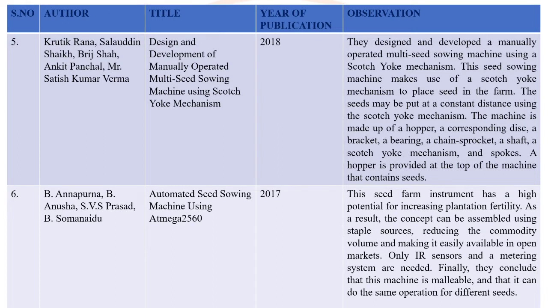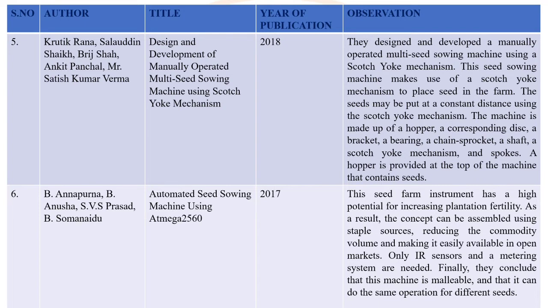Number 5. Title: Design and Development of Manually Operated Multi-Seed Sowing Machine Using Scotch Yoke Mechanism. Name of the authors: Krutik Rana, Salahuddin Sheikh, Briz Shah, Ankit Panchal, Mr. Satish Kumar Verma. Published in the year 2018. Observation. They designed and developed a manually operated multi-seed sowing machine using a Scotch yoke mechanism.